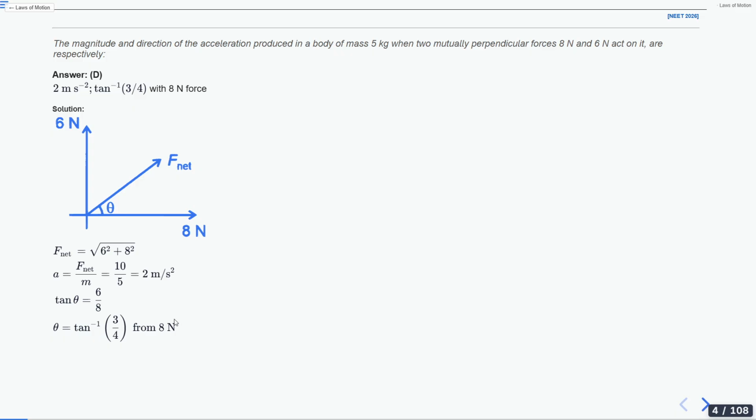So it means that the magnitude of acceleration is 2 meter per second square, and its direction is tan inverse 3 by 4, with the 8 Newton force. This was one of the questions asked this year in NEET that was discarded. Is it clear to all of you?